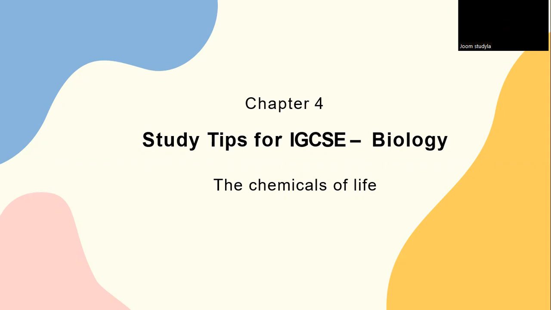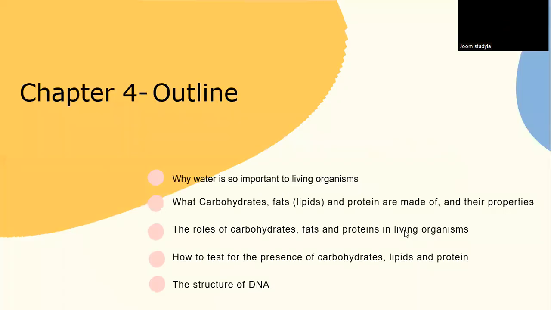Today's topic is related to the chemicals of life. Without further delay, let's begin with the chapter 4 outline. You will find out about why water is so important to living organisms, what carbohydrates, fats, lipids and proteins are made of, and their properties, the role of carbohydrates, fats and proteins in living organisms, how to test for the presence of carbohydrate, lipid and protein, and finally the structure of DNA.